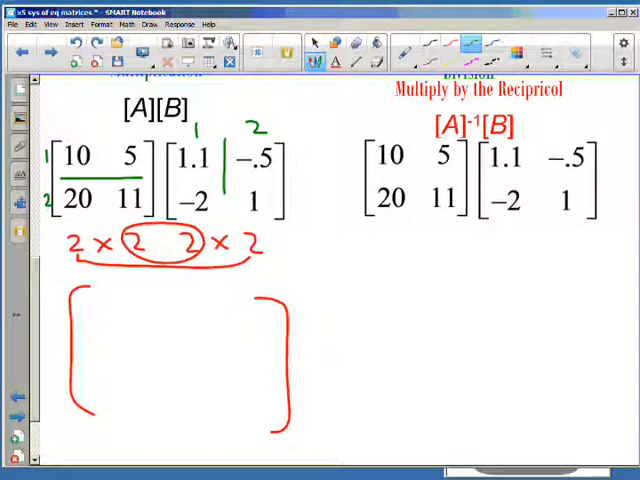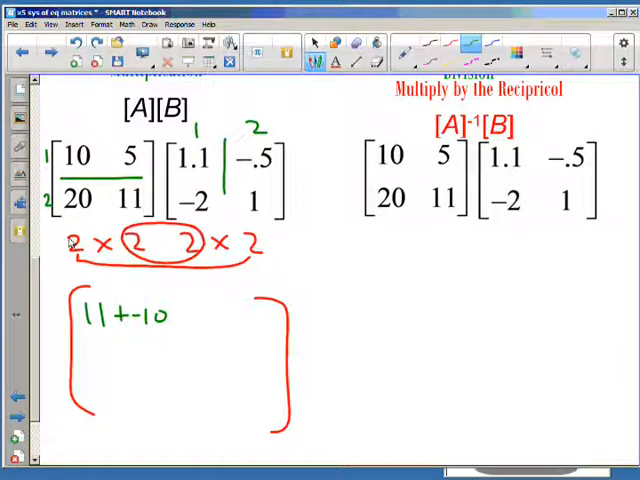So in this case, if I wanted the first row, first column element, I multiply the first row times the first column, and I work my way across and down simultaneously. So in this case, 10 times 1.1, that gives us 11. And then add 5 times negative 2, negative 10. That's first row times first column.